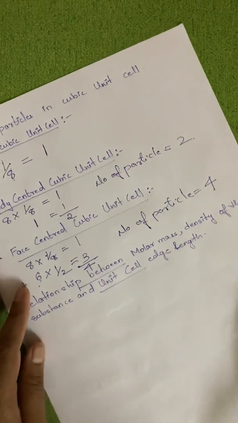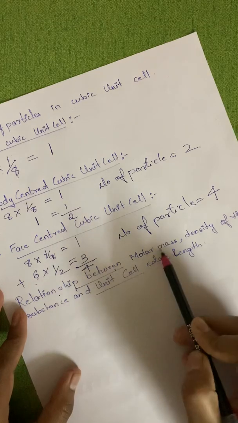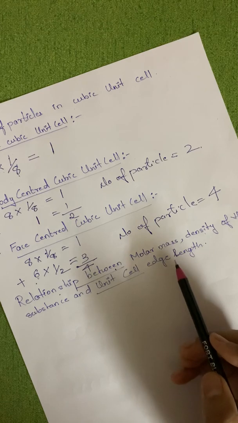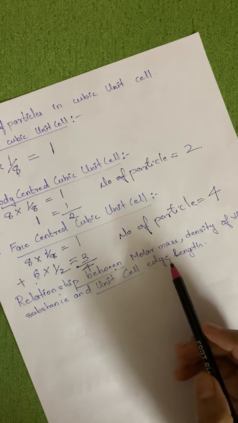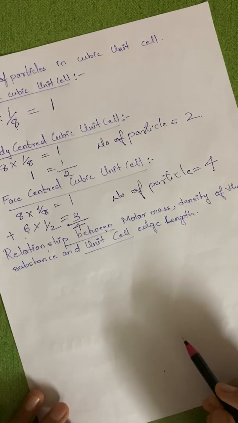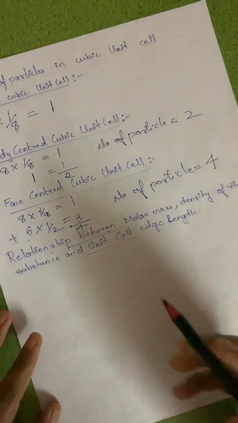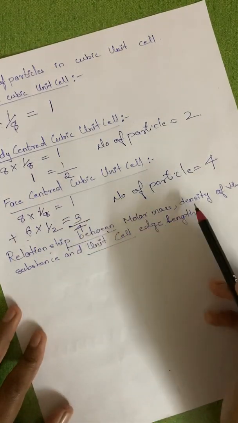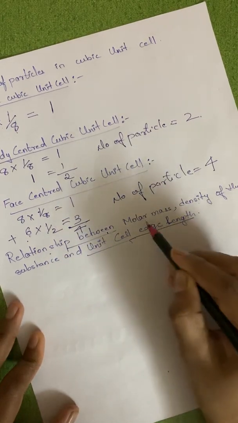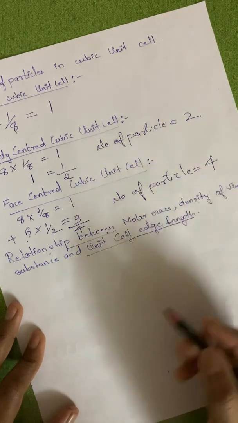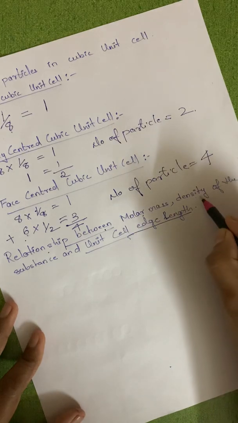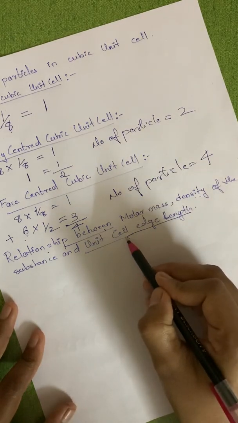Now the next important topic we will be seeing is the relationship between molar mass, density of the substance and unit cell edge length. This is very important. Once we derive that, you have to learn the formula nicely, because we will be doing problems based on that. Molar mass is denoted by capital M, density is rho, and edge length is represented by small a.